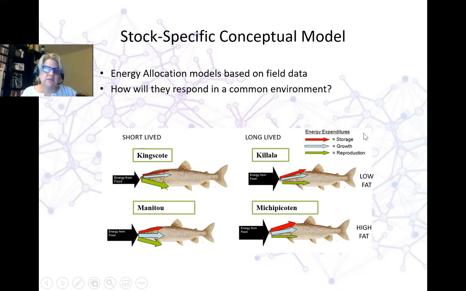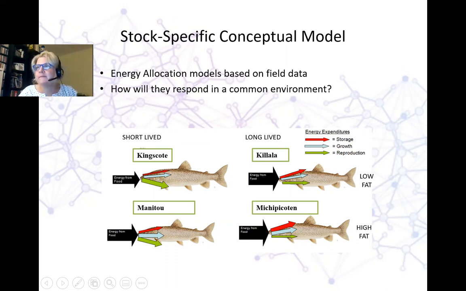And there was some theory about when they take in the energy, where do they put that energy? Some of them are going to put it into reproduction, especially if they're short-lived, right away, and some will put it more into growth if they're long-lived. And so there are these different choices, I guess, they make based on their life history. And so we collected data.